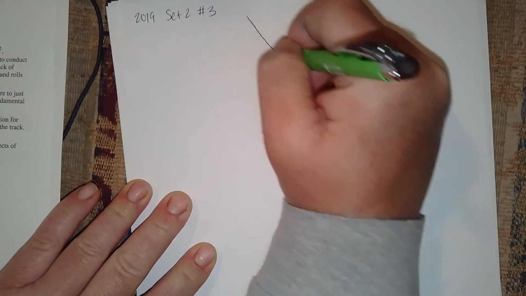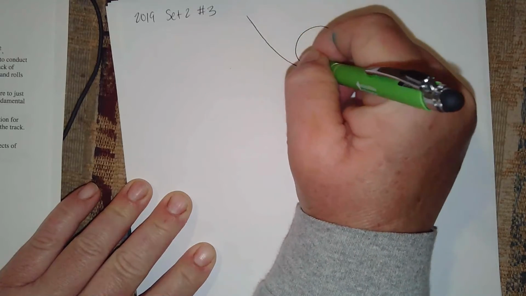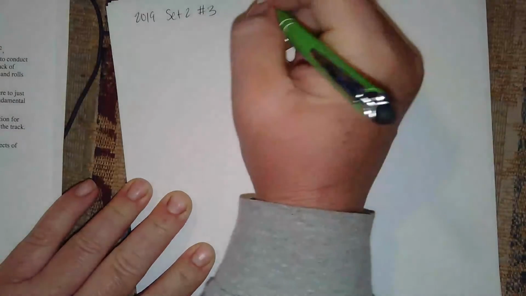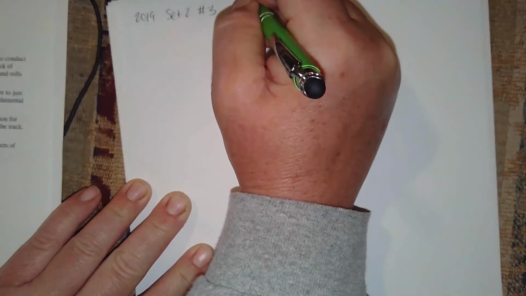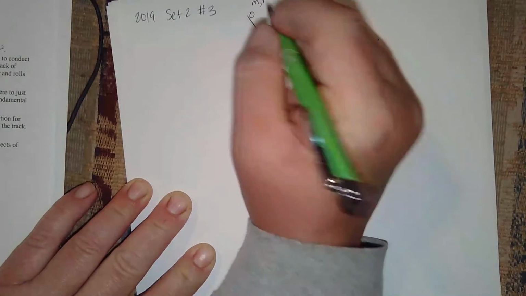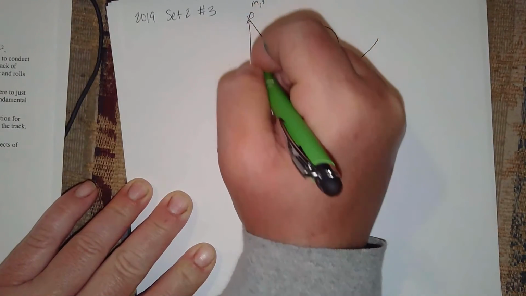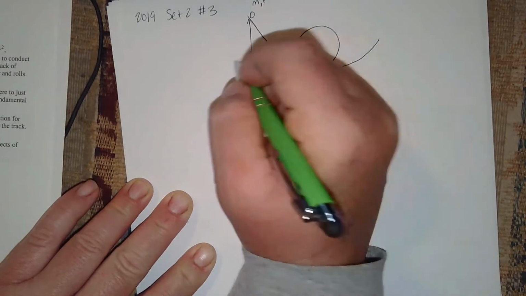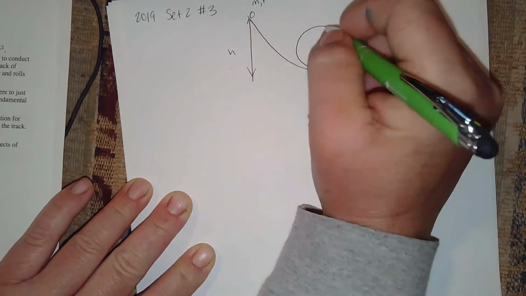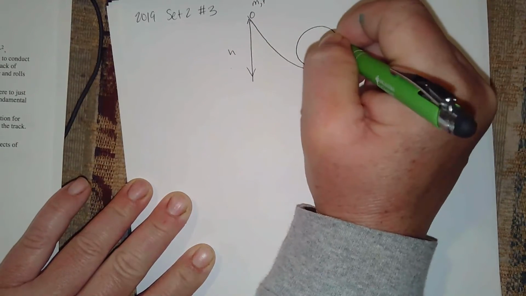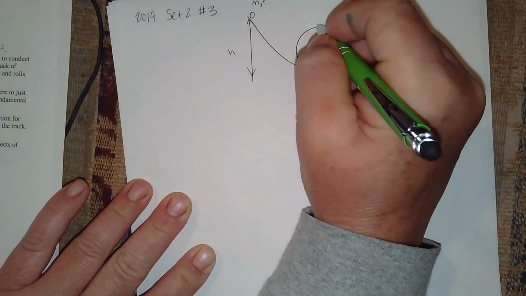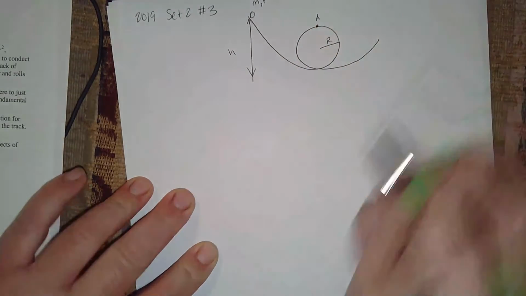I'm going to kind of redraw what's going on here. We're going to release this little rock or sphere of mass m and radius little r up here at the top. It's going to fall some distance h. It's going to go through this loop that has a radius big R, and there's a point A up here that we're going to talk about.